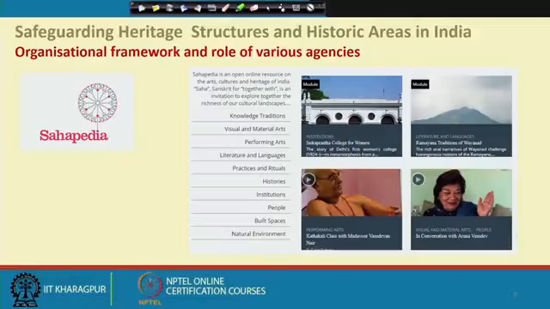One of them is Sahapedia, which has played a major role in our intangible heritage. A lot of intangible heritage in India has been inscribed because of the role Sahapedia plays. One can access their website and see what various works they are doing, not only the awareness, but the capacity building and supporting the research.